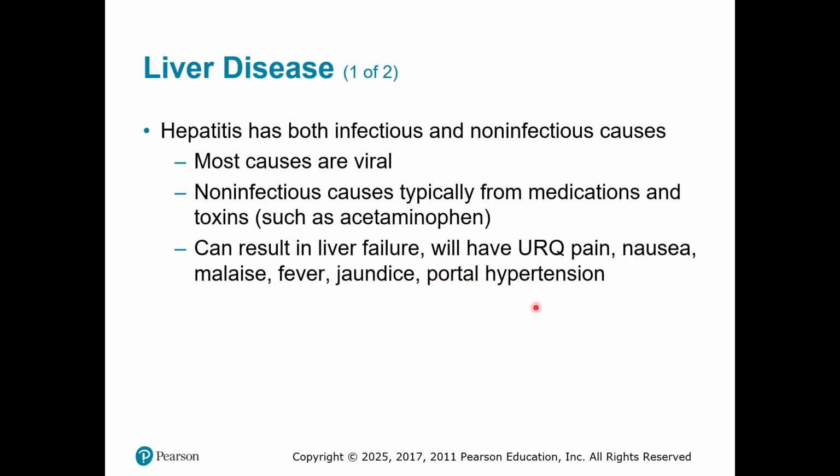Liver disease, hepatitis, has both infectious and non-infectious causes. Most are viral. Non-infectious causes are typically from medication and toxins, such as Tylenol. That's why Tylenol overdose is so lethal. It can result in liver failure. They'll have right upper quadrant pain, sometimes left upper quadrant pain, nausea, they're very malaise, fever. But jaundice is a big one for that, and portal hypertension can lead to esophageal varices.